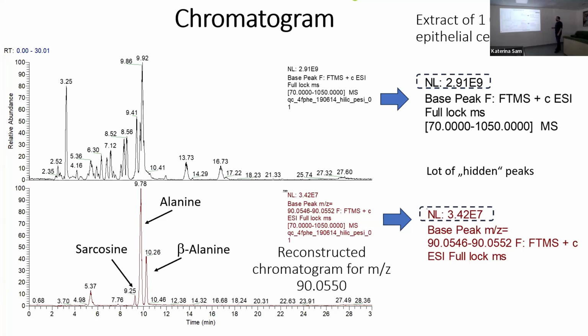But it's not true, because in this chromatogram we have thousands of peaks, but the peaks are inside these curves. Because if we use the reconstructed chromatogram, that means I use the exact mass, and look at the intensity. We have E9 here, we have E7, and these peaks are here, but they're invisible in the total ion current. And here we have a very nice peak for sarcosine, alanine, and beta-alanine.